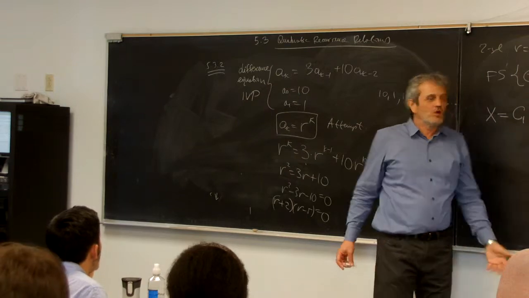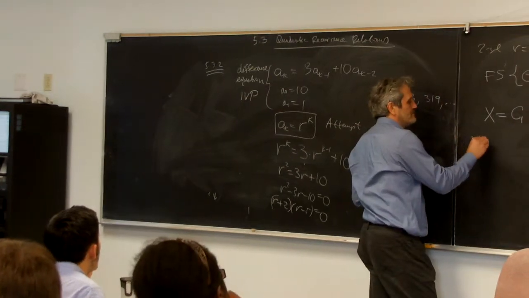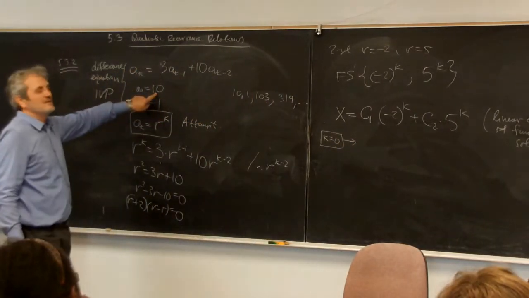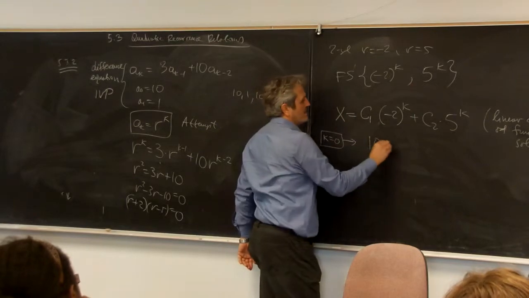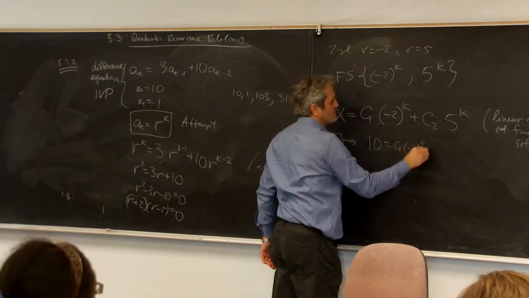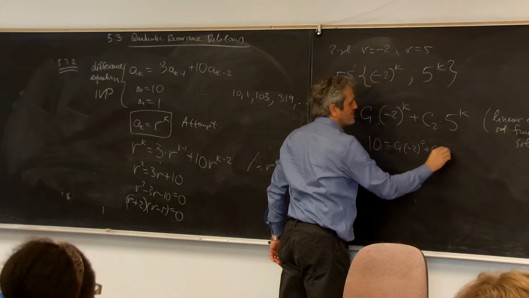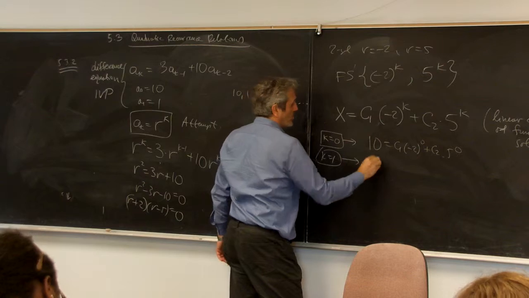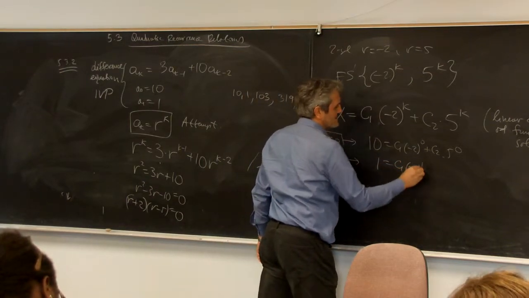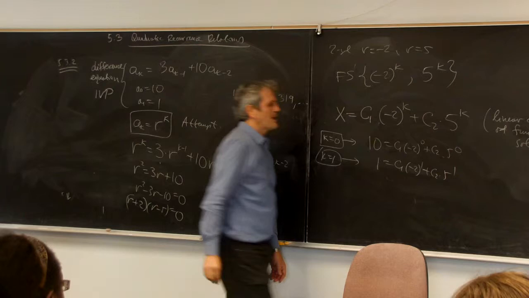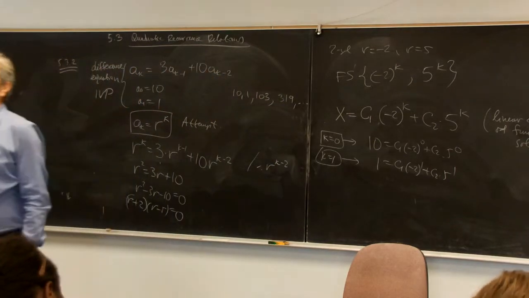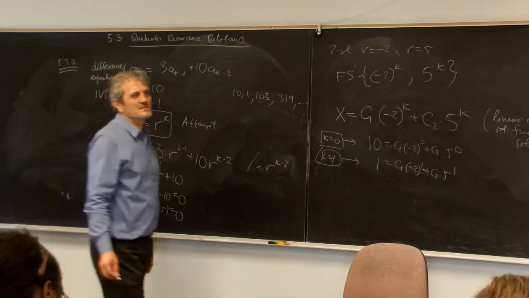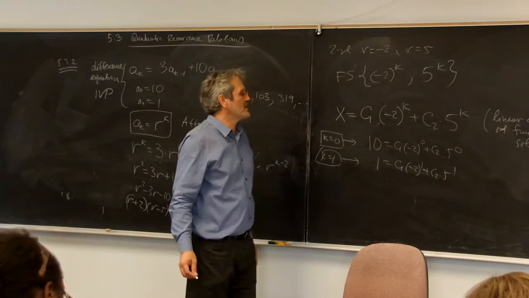So what do you do? You just plug in k equals 0, or whatever they are. When k equals 0, what should I get? It says here, 10 equals C1 times negative 2 to the 0 plus C2 times 5 to the 0. When k is 1, what should I get? 1 equals C1 times negative 2 to the 1 plus C2 times 5. So what did I get? A system of equations in C1 and C2, and that will tell you what their choice should be.